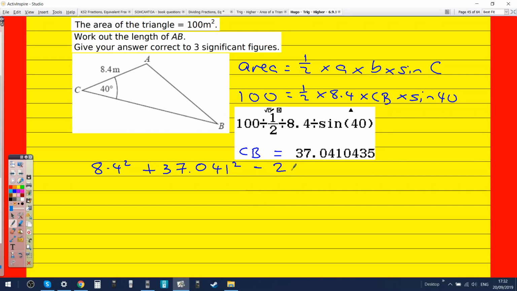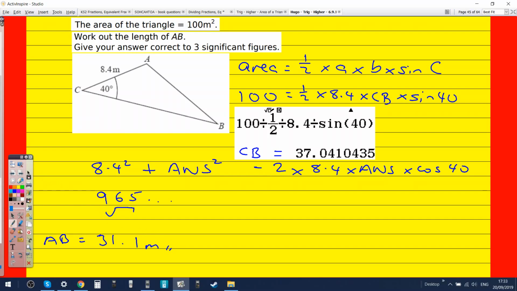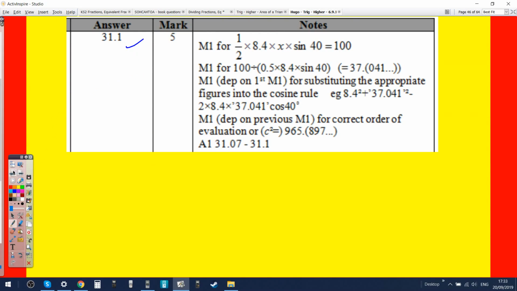And you can use answer if it's. Yeah. 31.1 meters. 31.1, so that's a 5 marker.